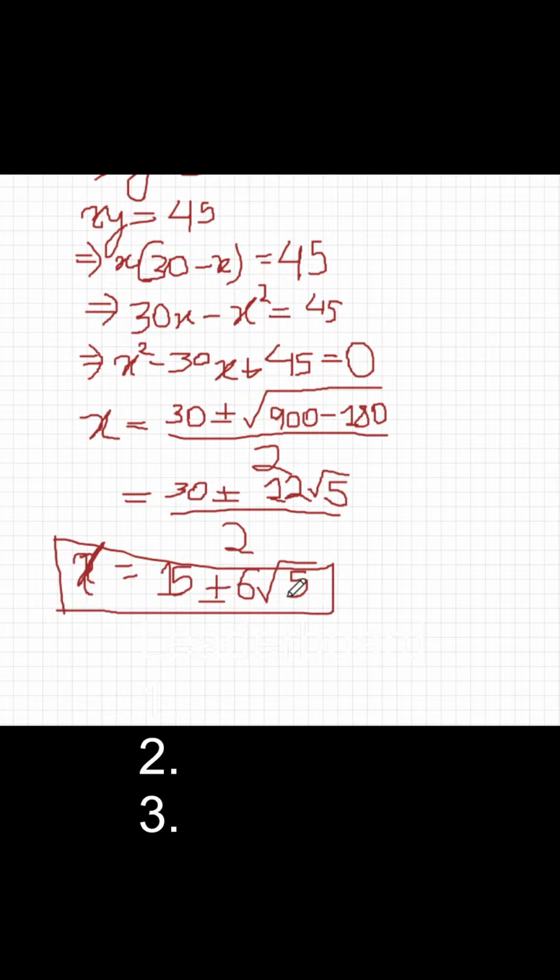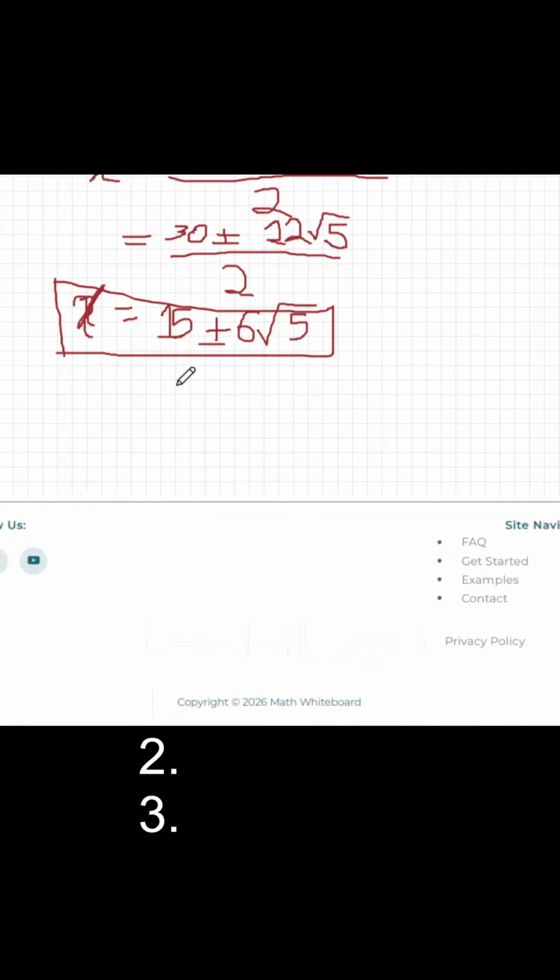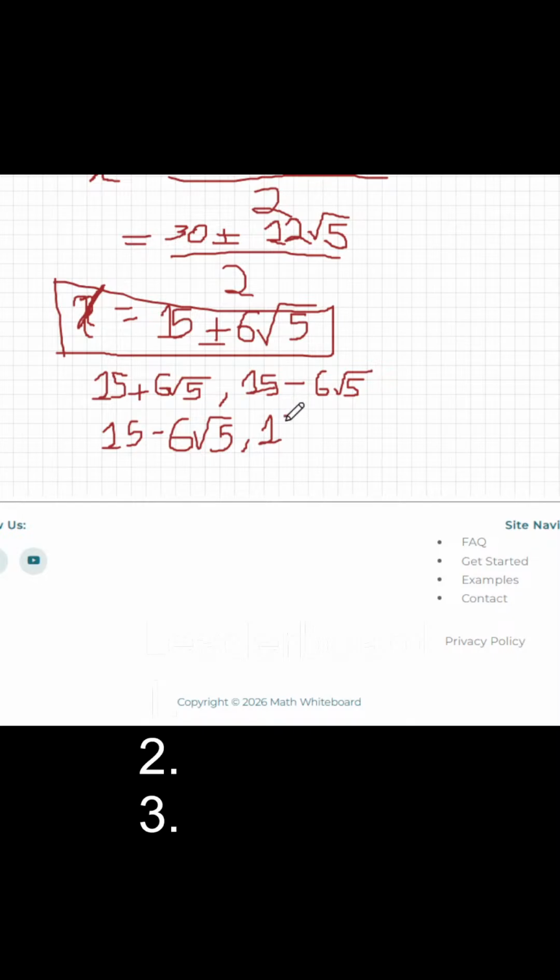And if x is 15 plus 6 root 5, then y will be 15 minus 6 root 5. We can get that by subtracting from 30. So the solutions are x is 15 plus 6 root 5 and y is 15 minus 6 root 5, or if we reverse it, x will be 15 minus 6 root 5 and y will be 15 plus 6 root 5. These are the two solutions.